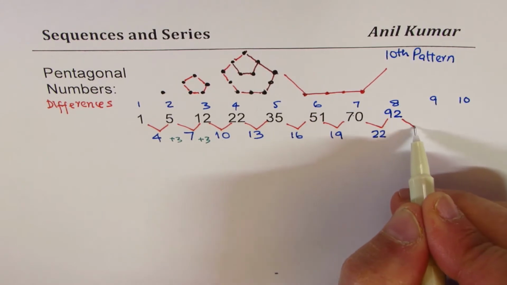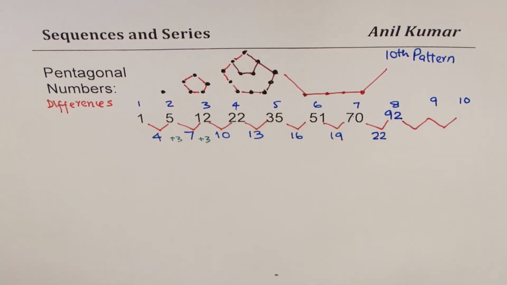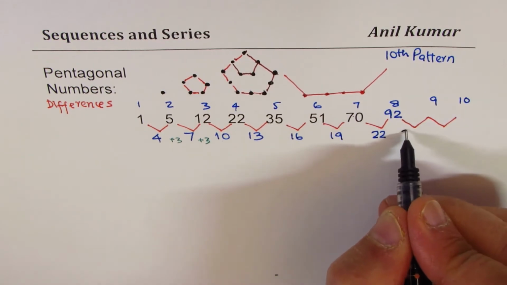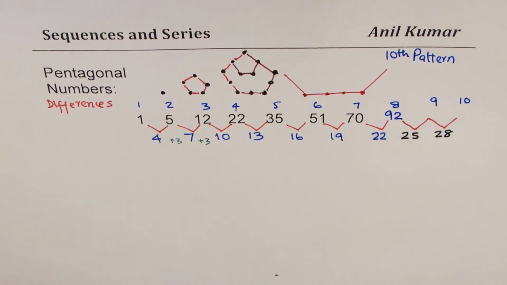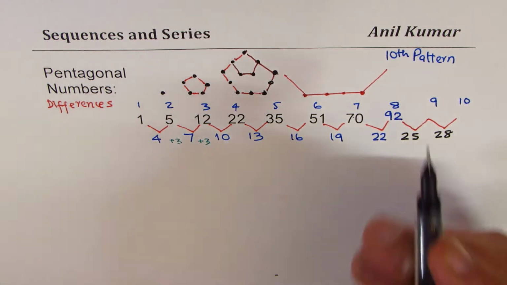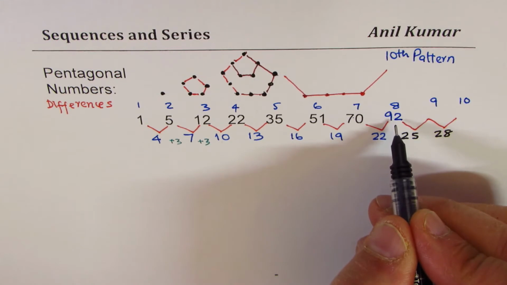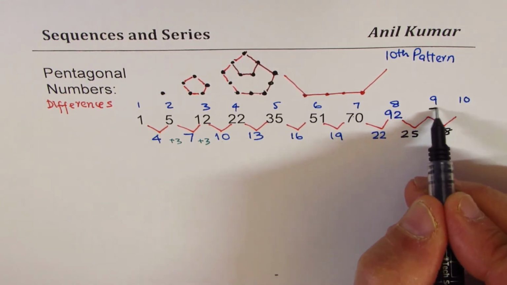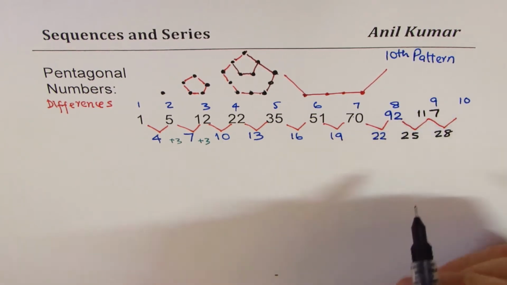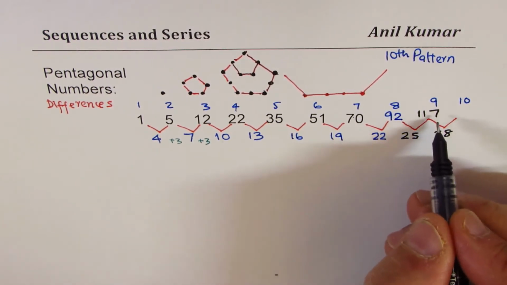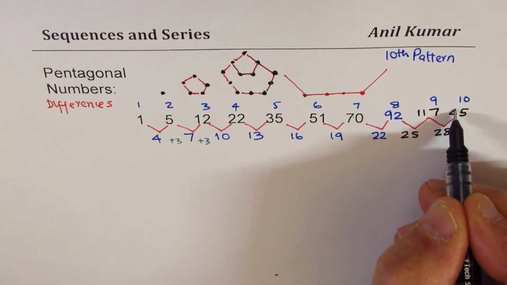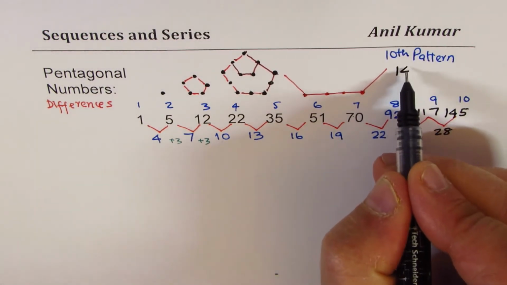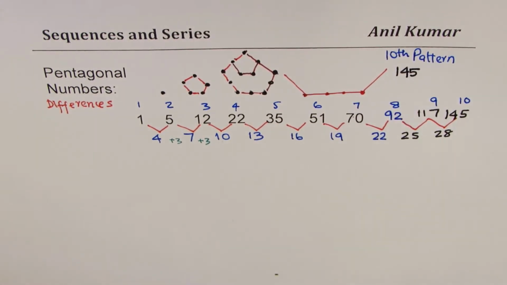Now the next difference should be 22 plus 3, and then that number plus 3. So 22 plus 3 is 25, and 25 plus 3 is 28. So that is the way differences are going to increase. If I add 25 and 92, what do I get? 2 plus 5 is 7, 9 plus 2 is 11, 117. And now we have to add 28 to 117. So we get 8 plus 7 is 15, 5 and 1, 4, 145. So the 10th pattern will have 145 dots in it, right?